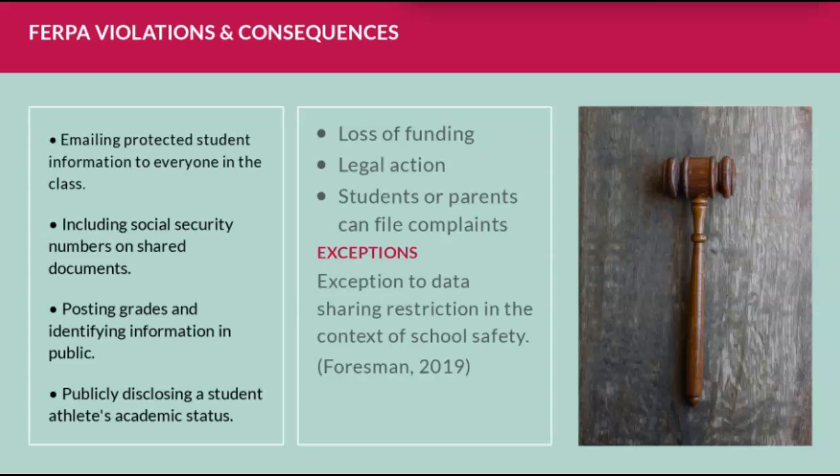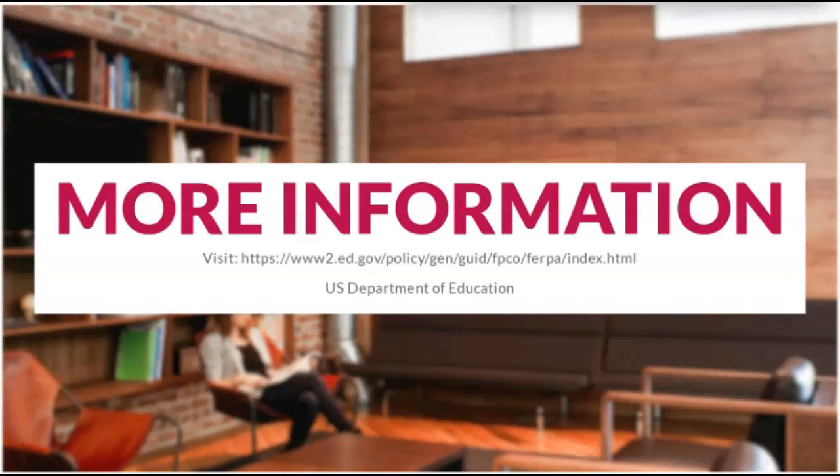Students or their parents can file a complaint with the U.S. Department of Education if they believe their rights under FERPA have been violated. For more information about FERPA, or about how you and your school can remain FERPA compliant under the changes, visit the U.S. Department of Education's website or contact the Topeka Public Schools Affairs Office.